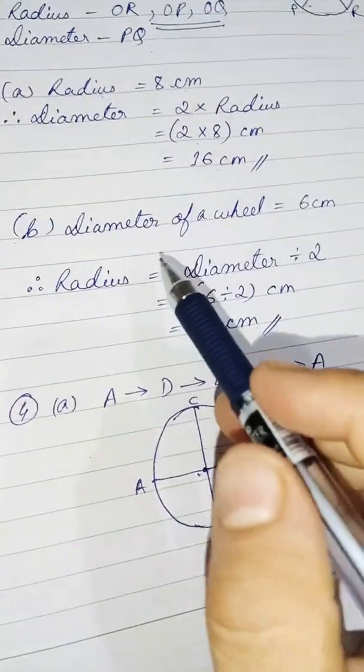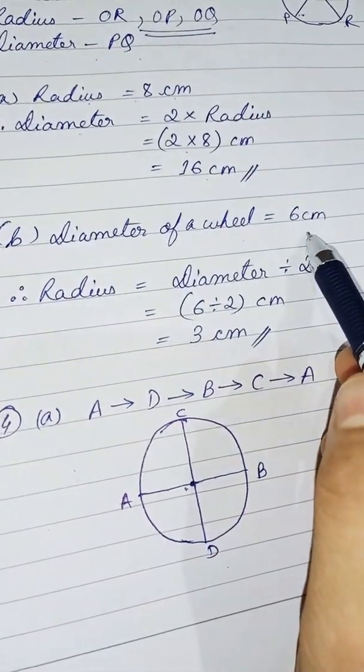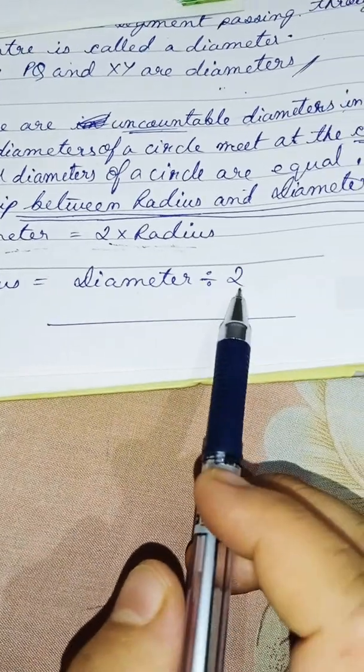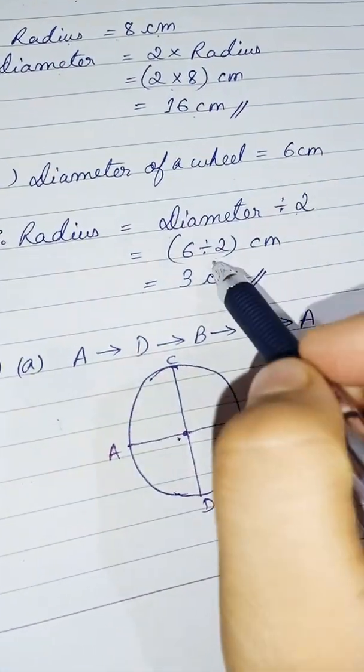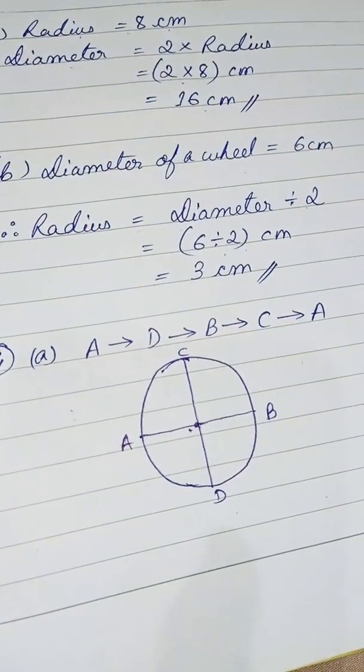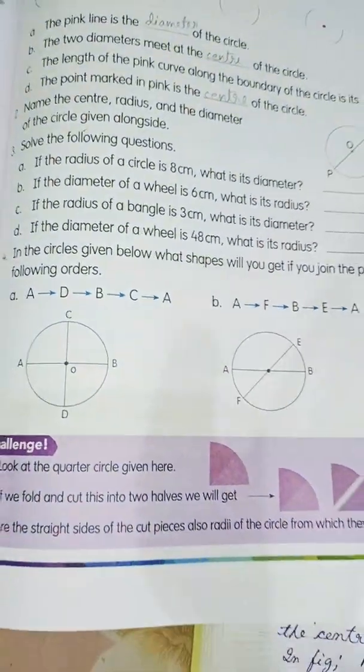In the next question, the diameter of a wheel is given as 6 centimeters. You have to find out the radius. And how do we find the radius? By dividing the diameter by 2. So radius is equal to diameter divided by 2, that is 6 divided by 2, equal to 3. With the same formula you will find out parts C and D also.